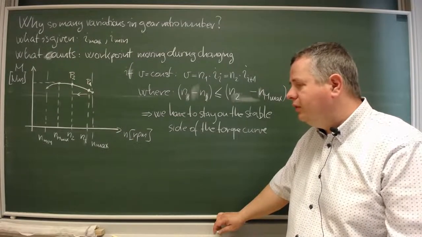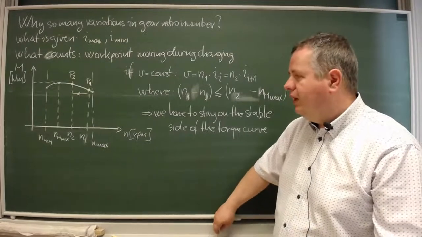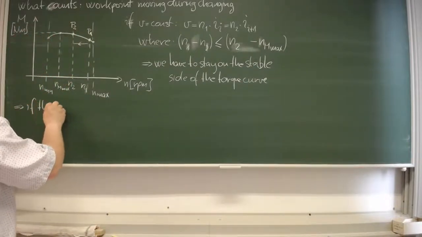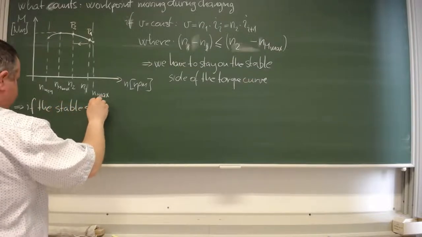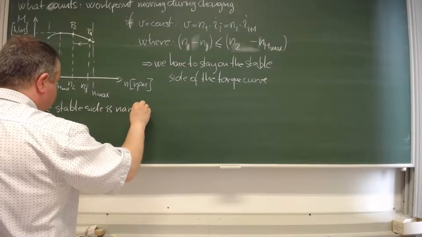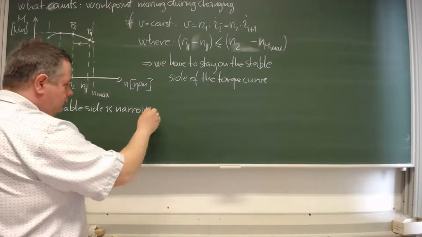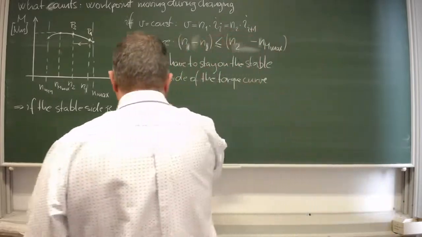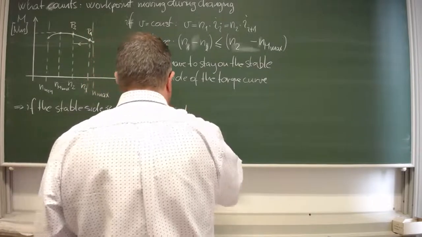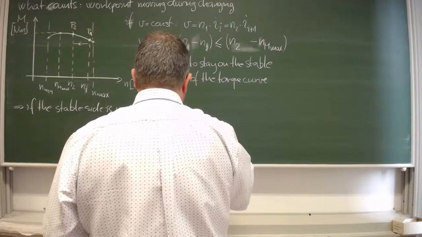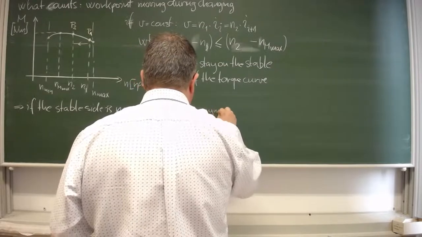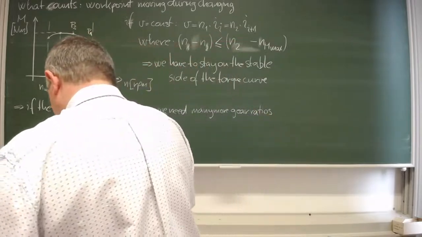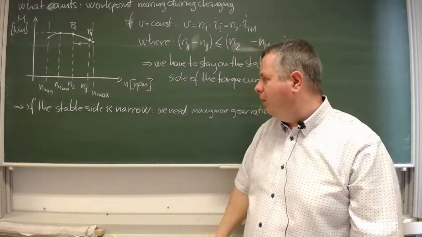And this gives us to the next idea. So from that, if the stable side is narrow, and we want to have a certain speed in the vehicle, then for sure we need many more gear ratios. Okay?